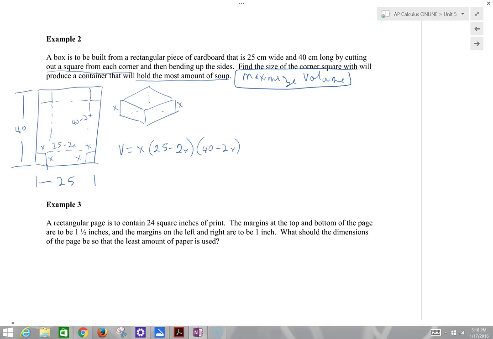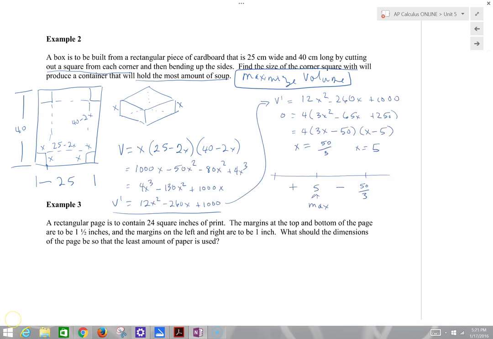So why don't you go get started on that, pause it now, and see if you come up with the same answer I do. Alright, I got 5 and 50 over 3, and I checked it with the sign chart, and I got a maximum at x equals 5. Go ahead and try example 3 on your own and check your answer.